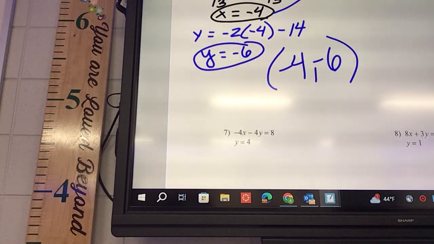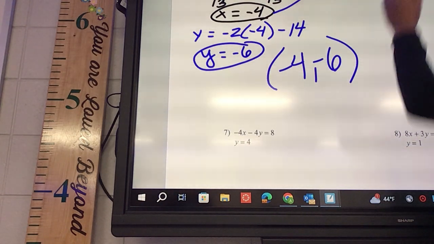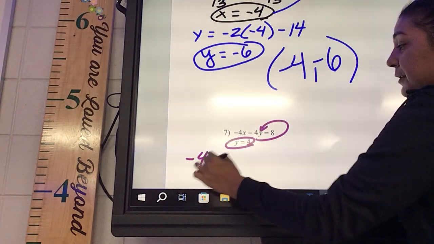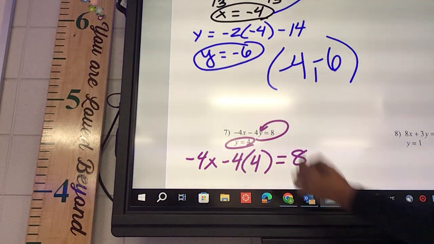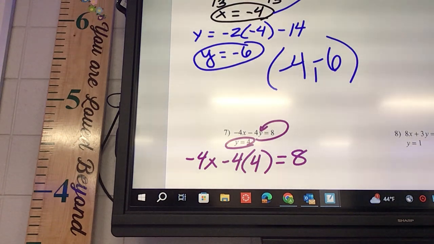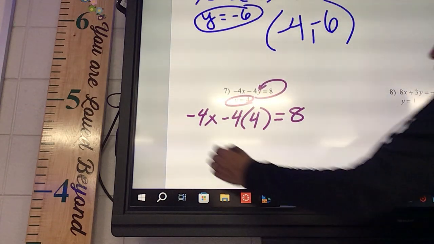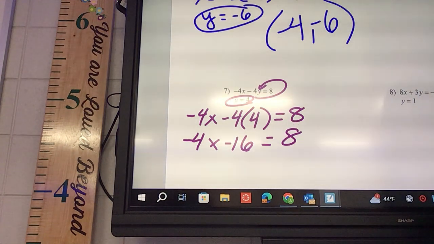Okay, number 7, which one am I gonna circle? Equation 2. Okay, so we're gonna circle this one and we plug it in to the other one. So it's gonna look like -4x minus 4, and instead of y, I'm plugging in a 4 equals 8. And then always, we gotta do the parentheses first. So -4 times 4 is gonna be -4x minus 16 equals 8.